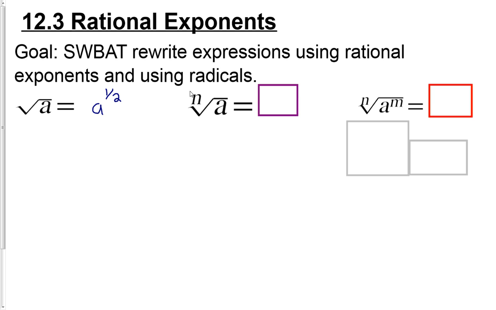Well, what if we have a different root? What if it's not a square root, but like a third or a fourth root? Well, say this is the nth root, right? That number would go right here. And what that means is that we would need a number that multiplies itself n times to equal a. And so this is a to the 1 over n. Now finally, we'll get something in the numerator when we have a power on the a. So this is the nth root of a to the m power, which gives us a to the m over n.